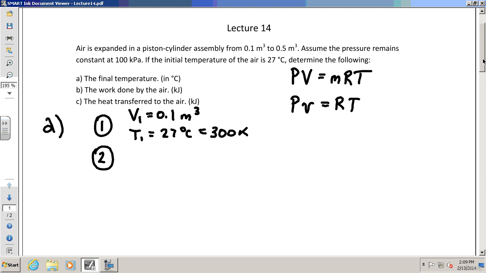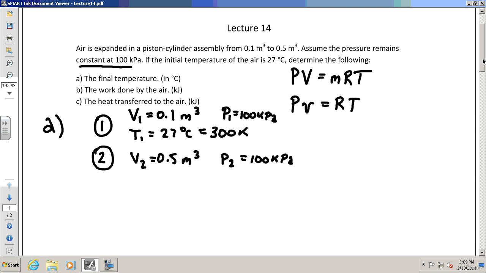Okay, and then you know the pressure because the pressure is constant, right? So P1 is 100 kPa, and oh, by the way, P2 is also 100 kPa. And also I know V2, obviously, right? I know the volume afterwards is 0.5 meters cubed. Okay, it seems like I know a lot of stuff, and I should be able to do this, right? I've been given a lot of information, okay?